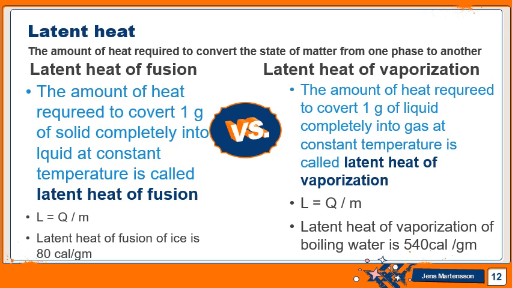The latent heat of vaporization of boiling water, that means boiling water becoming water vapor, is equal to 540 calories per 1 gram. It will be more. Understand? So there is a small difference: fusion is from solid to liquid, and vaporization is from liquid to gas. The formula is the same, L is equal to Q by M. And the heat energy required to convert 1 gram of a liquid into gas is the latent heat of vaporization.